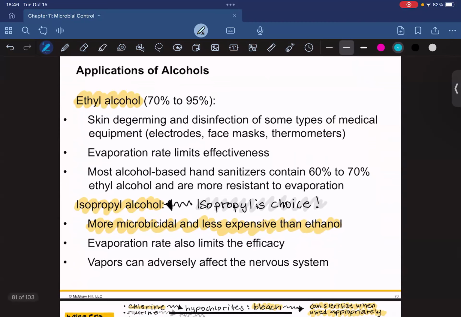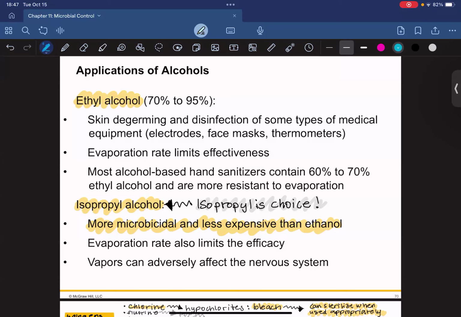Ethyl alcohol, we usually use this at 70 to 95%. It is usually going to be used in our hand sanitizers now because it doesn't evaporate quite as quickly as the isopropyl alcohol. And it's usually a little bit more effective on hand sanitizer application, like the rate of evaporation and how it interacts with the skin. If you're rubbing isopropyl alcohol, which is what most hand sanitizers used to be, it can really dry out your skin pretty quickly, and that just makes you more susceptible to infections.